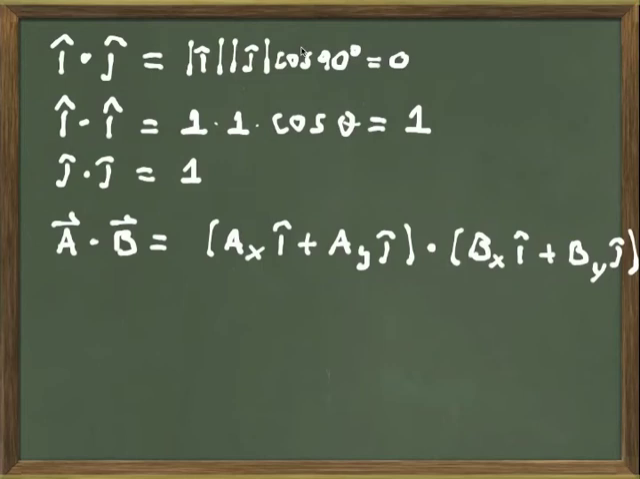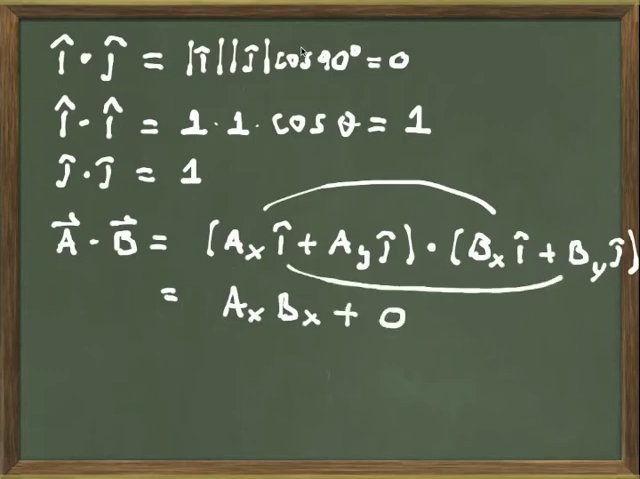So let's do that. A has component AX in the I direction plus AY in the J. B, same thing. So we do the dot product between those two. And what you do is you multiply the first term times the second one. Do the dot product between the first term and the first term on the other one. So that's AX, BX, I hat dot I hat, which is 1. So that's just AX, BX.